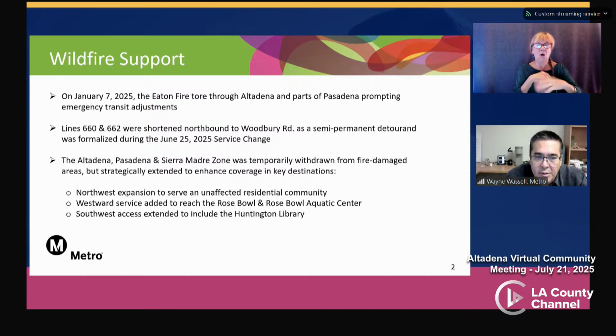We also made changes to our Altadena Pasadena Sierra Madre zone, where we stopped serving, obviously, the parts where there was fire damage, but then we also extended the zone to serve parts that weren't being served previously, such as the Northwest expansion that was serving unaffected residential community up there on the west side of the service zone, to serve the Rose Bowl and the Rose Bowl Aquatic Center, and then also on the southwest lower zone to serve the Huntington Library. And I'll show you pictures on the next two slides.